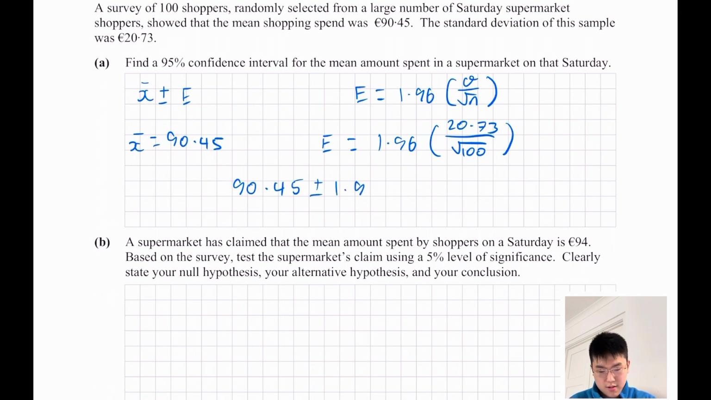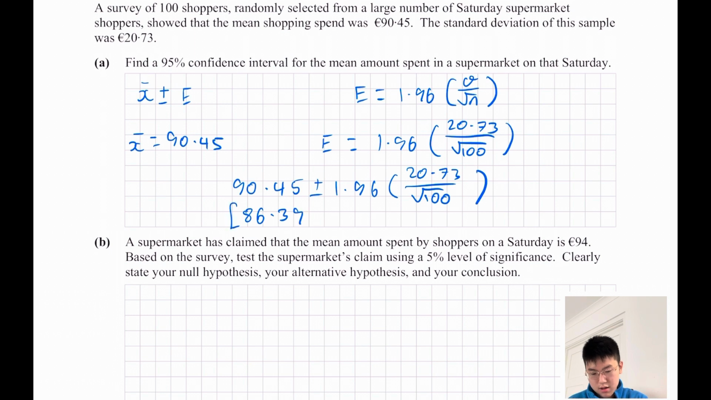So we can put these two parts together, and then from this we can use our calculators to figure out the rest. So 90.45 minus 1.96 times 20.73 over root 100, you get 86.39, and 94.51. So if we were asked to interpret this result, we say that we can be 95% confident that the mean amount that people spend in shops is between 86.39 and 94.51 euros.